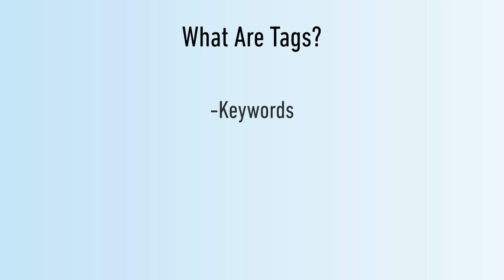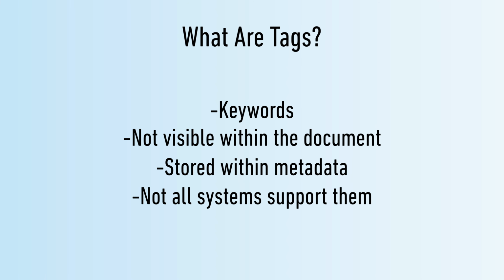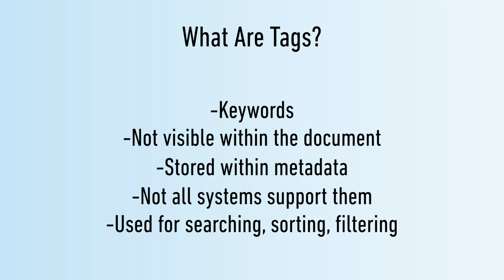Tags are keywords attached to Word documents. They don't show up anywhere inside the document because they are stored in the metadata. If the system that stores the documents supports tags, then the tags can be used for searching, sorting, and filtering.